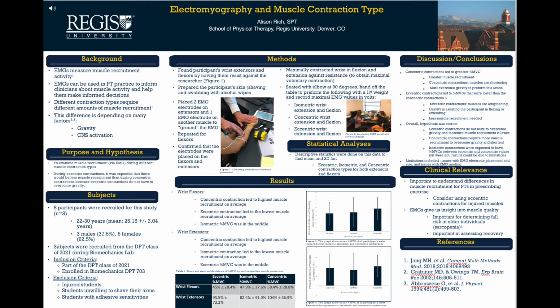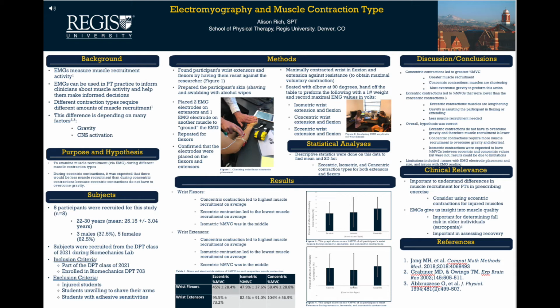The participant was seated with their elbow at 90 degrees and their hand off the table, and they performed isometric wrist extension and flexion, concentric wrist extension and flexion, and eccentric wrist extension and flexion with a 1 pound weight in hand. After all results were obtained, descriptive statistics were done on this data to find both the mean and the standard deviations.